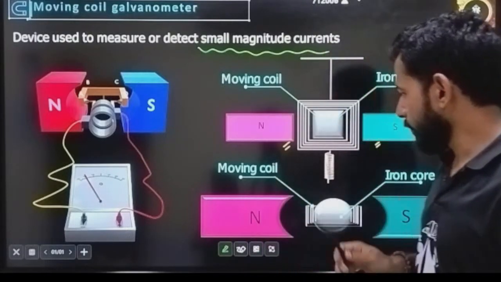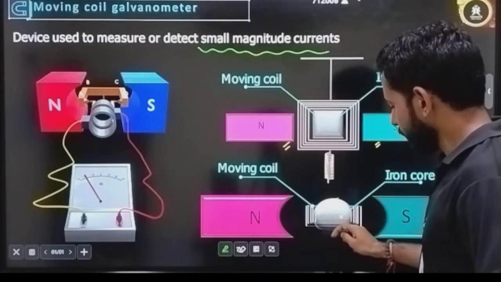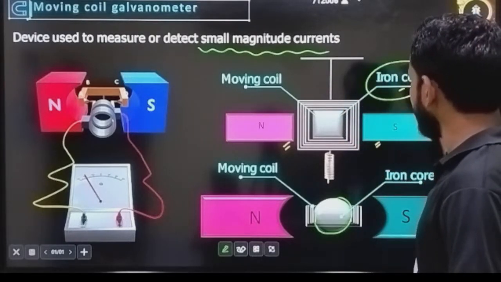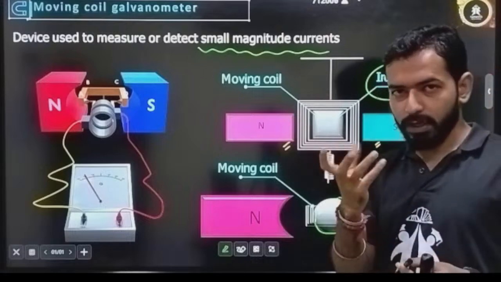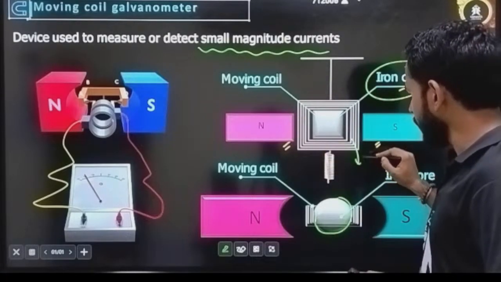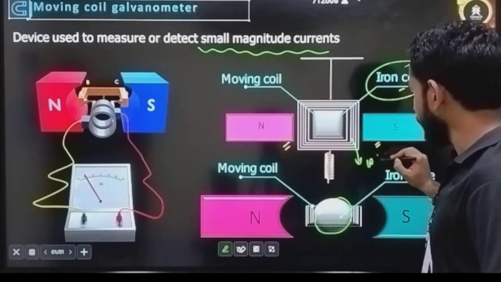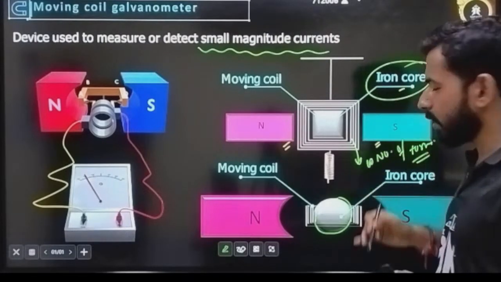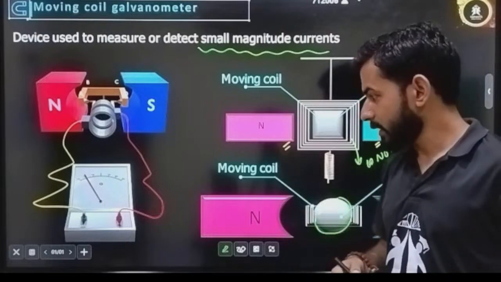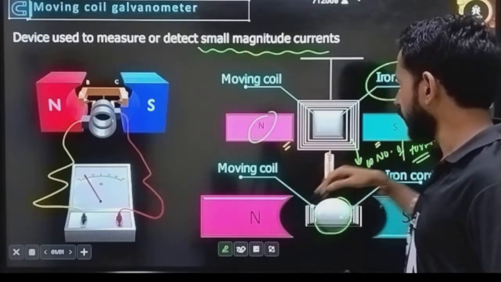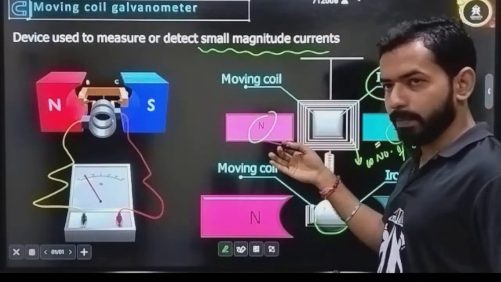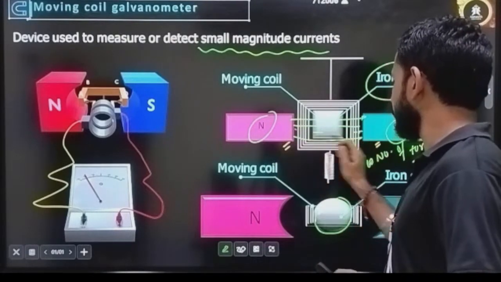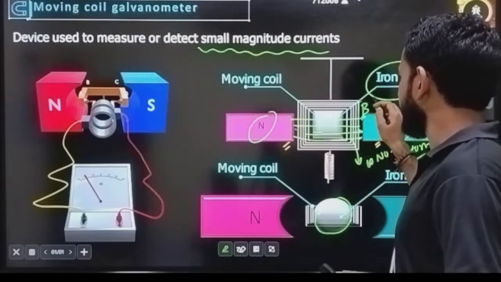If I tell you about the inside portion, there is a moving coil, wound by a lot of turns, and the core is made of iron, and this coil is moving. This is representing a lot of windings, that means the number of turns, reflecting how many turns it is wound by wires. And then there is a strong magnet, north pole and south pole, and the direction of the magnetic field will be from north pole to south pole, moving like this. This is the direction of the magnetic field.